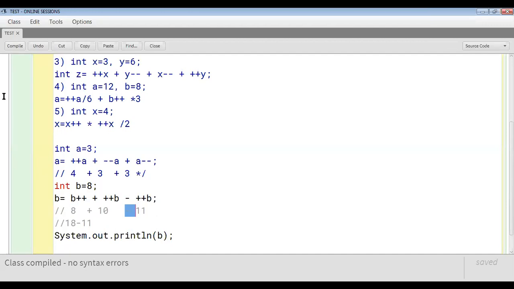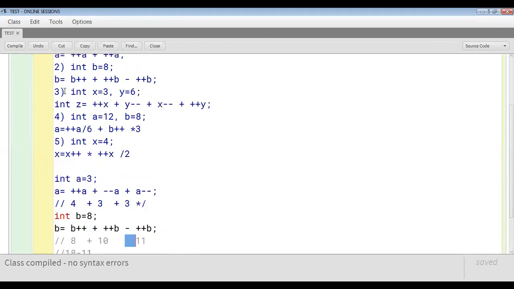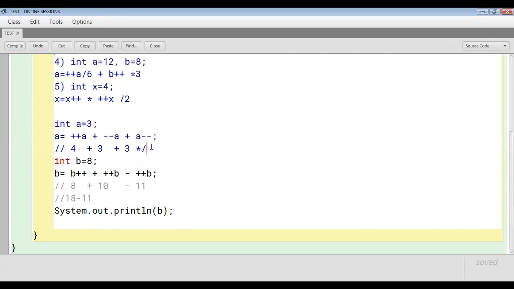Okay. Chalo, we will take one more example now, the third one. A little difficult and having two variables. So this all goes in a comment.